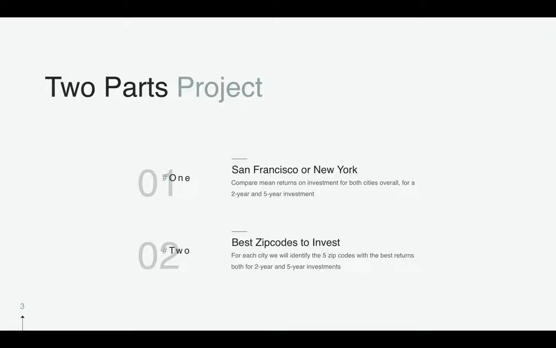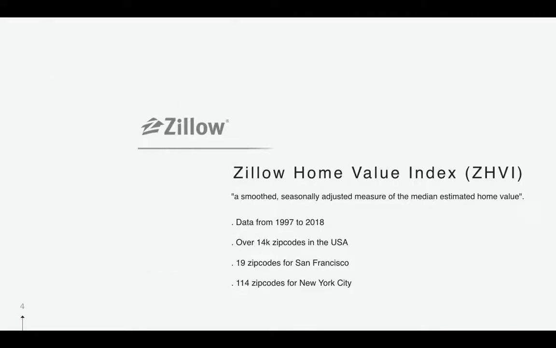First, we're going to compare the mean returns on investment for San Francisco and New York, both for 2-year and 5-year investments. And then we're going to identify the 5 best zip codes to invest in, in both cities, for 2-year returns and 5-year returns. We're using data from Zillow for this project.